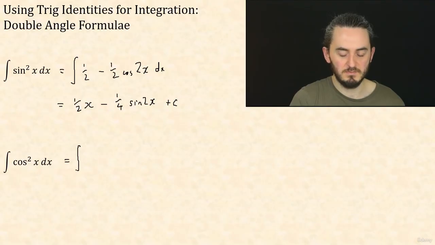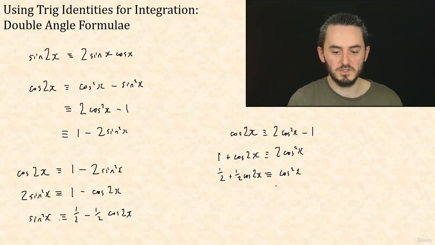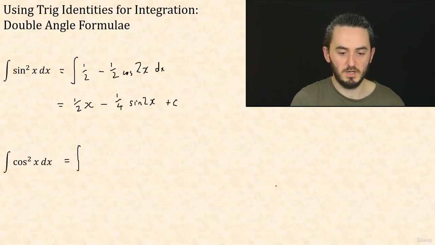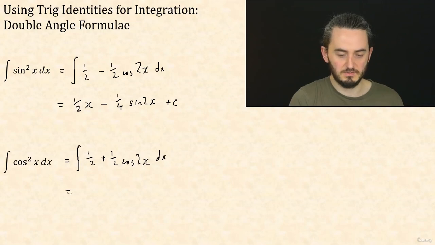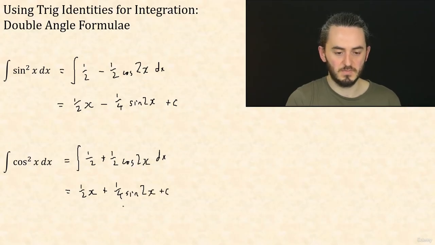And the integral of cos squared x, rather than sine squared x, I'll use the same idea. So I'll take this double angle formula rearranged. So I rewrite cos squared x as a half plus half cos 2x. And this integrates in just the same way. It's just a half x plus 1/4 sine 2x plus c.